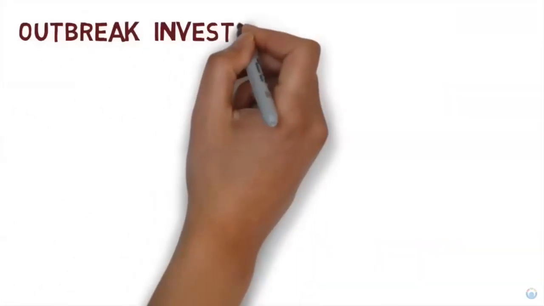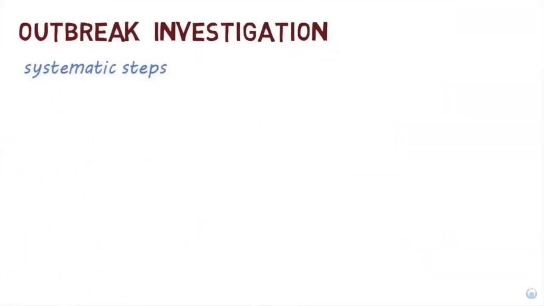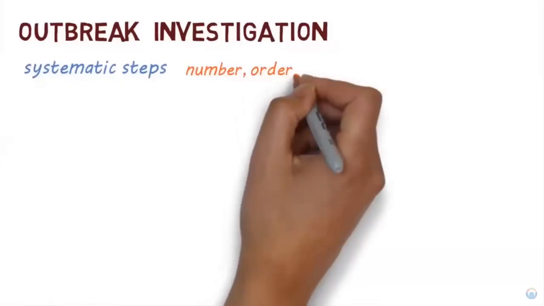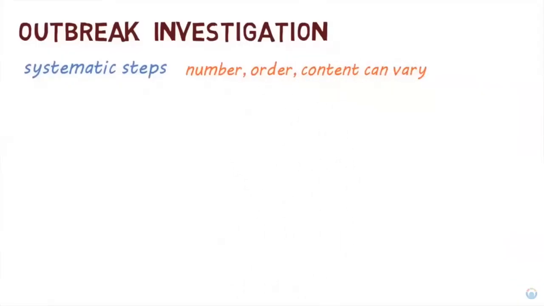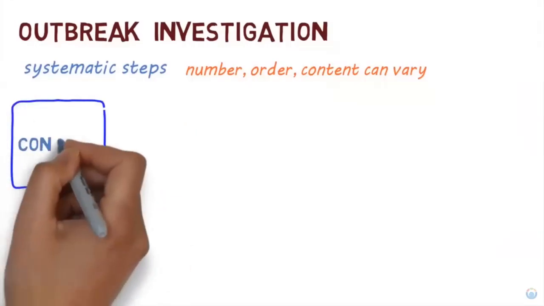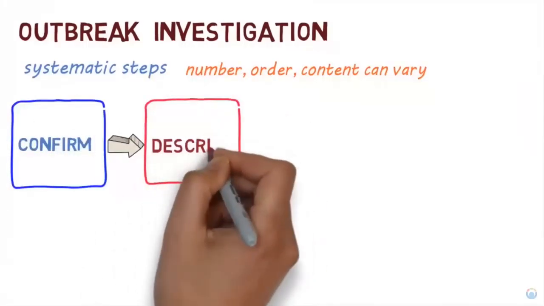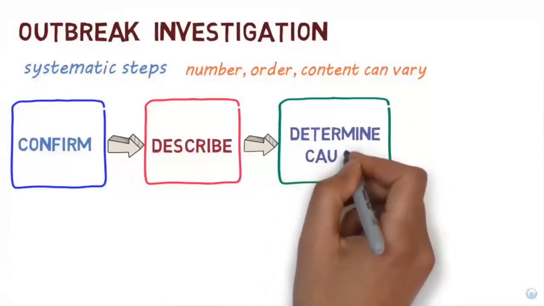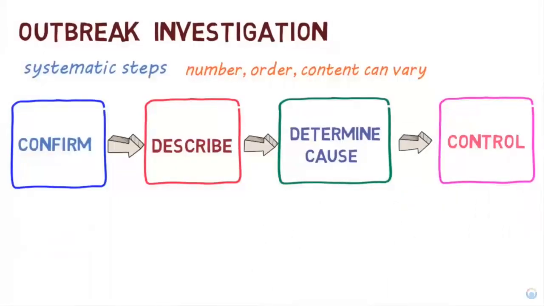Once a decision is taken to investigate the outbreak, it goes through a few systematic steps. The number of steps, order, and content can vary, and several steps can be done at the same time. But in essence, an outbreak investigation consists of confirming whether there is an outbreak, describing it, determining the cause of the outbreak, and then implementing control measures so that it doesn't spread further or happen again. Let's take a look at the steps in a bit more detail.